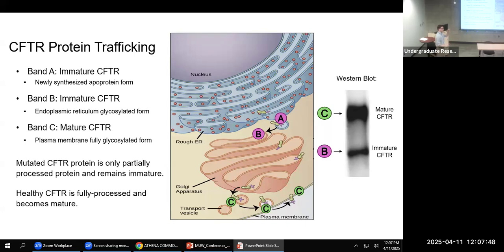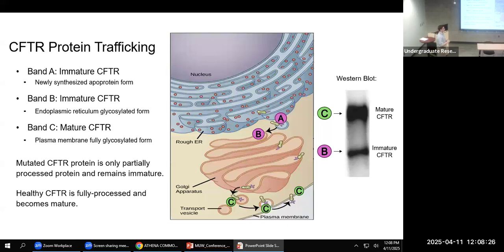So band A is that newly synthesized protein. It's just transforming from RNA to protein. And then band B is also immature CFTR, where it's going through some modification, but due to a misfolding, whether it be the mutation or whatever, it gets caught in the delivery system of the cell, the Golgi apparatus, and doesn't make it to the plasma membrane to do its function. That is where we see a large band in cystic fibrosis patients. And then band C is mature, fully glycosylated, fully modified, and fully transported CFTR that has made it to the plasma membrane, able to do its function.